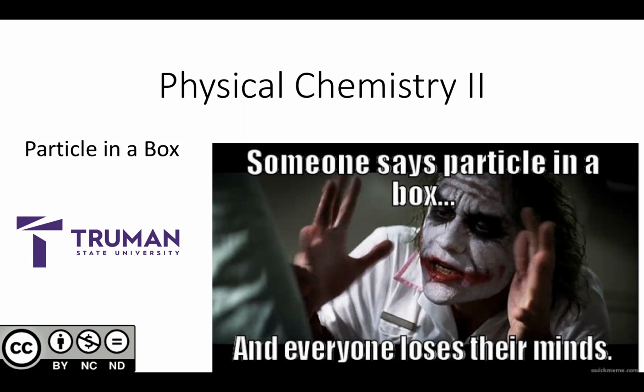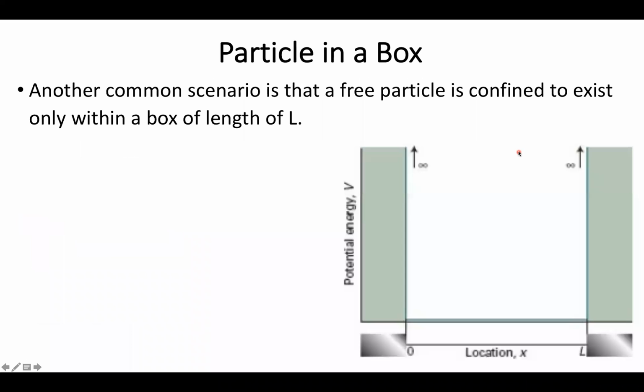However, it turns out that in chemistry, a lot of the systems we really care about are going to be confined to some set location. Classic examples are electrons on a bond or around an atom. So one of the simplest descriptions of a trapped particle is what's called the particle in a box.